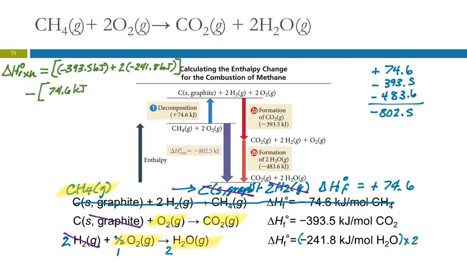And I've got oxygen. What's the heat of formation for O2 gas? 0. It's an element in a standard state. So 0. So then I take this negative number plus 2 times this negative number, and then I subtract this, and I end up with the same value. Minus 802.5 kilojoules. Any questions?